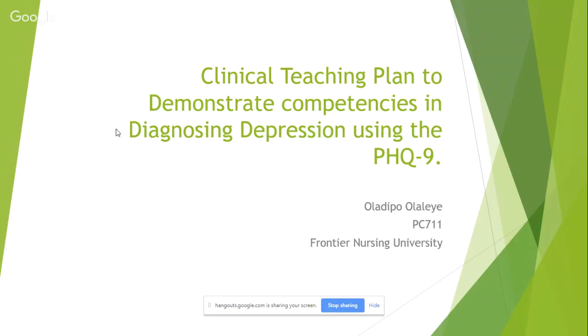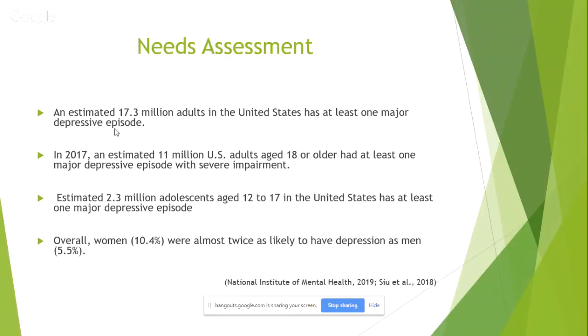I will be presenting on a clinical teaching plan to demonstrate competencies in diagnosing depression using the PHQ-9. The need for this assessment is because we have 17.3 million adults in the United States that have at least one major depressive episode. In 2017, about 11 million US adults 18 years or older had at least one major depressive episode with severe impairment.